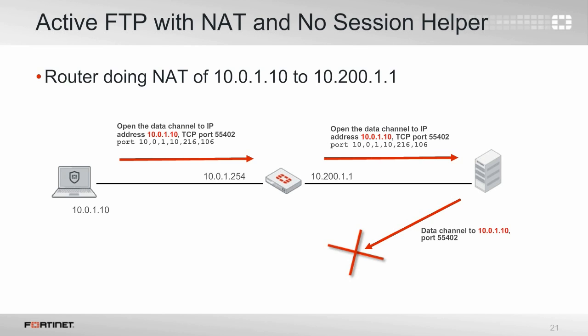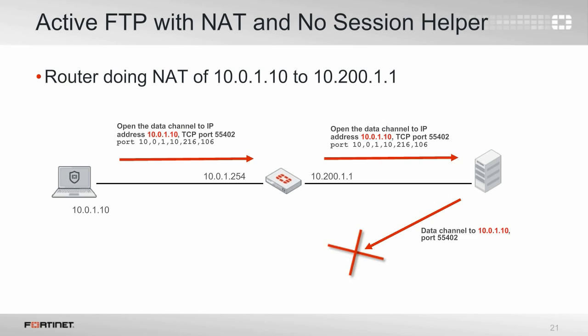10.0.1.10 as the destination for the data channel. When the FTP packet crosses the router, the source IP address in the IP header is changed from 10.0.1.10 to 10.200.1.1. However, the IP address in the FTP port command is not translated to 10.200.1.1.